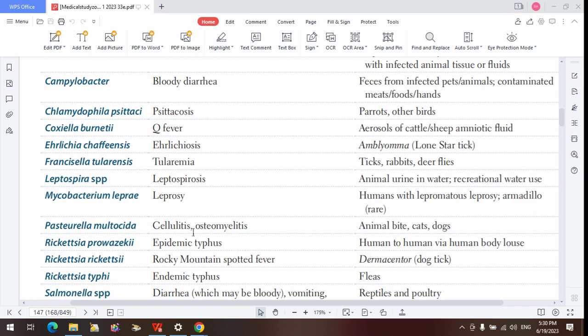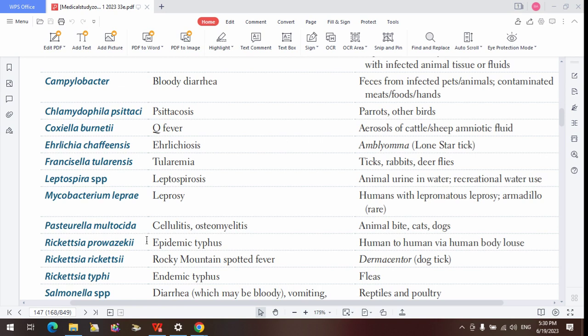Another one is Pasteurella multocida. This one too is high yield. Whenever you see Pasteurella, what should come to your mind is animal bite, especially from dogs. Pasteurella, dogs. I have programmed that in my head like that. When I see Pasteurella, I'm looking for dog bite, because most of the times you'll be correct.